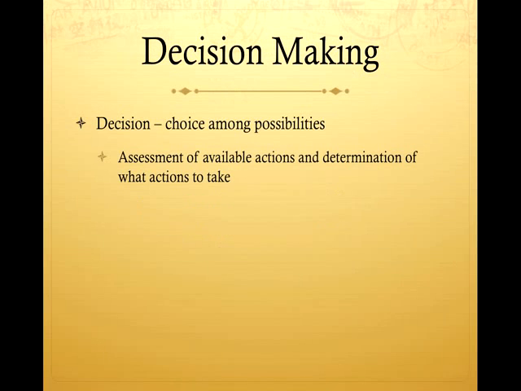So in decision making, a decision is a choice among several alternatives. And we're looking at the process where we decide which one to pick, okay, which is different than problem solving where you have an obstacle that you have to get to a goal state. Okay? So what you do is you take an assessment of the available actions and you pick which option you want.